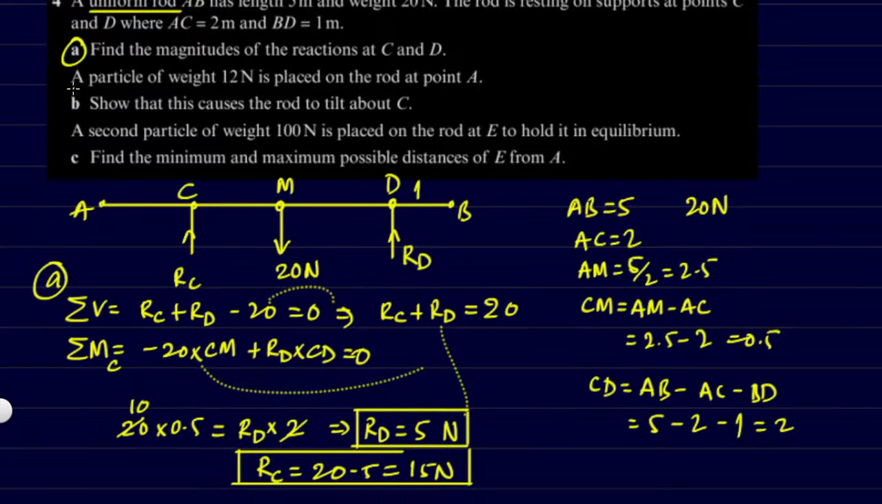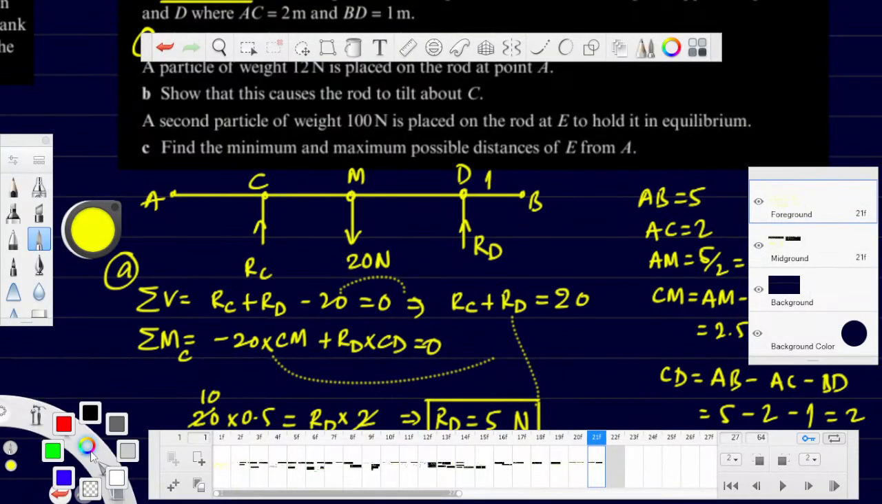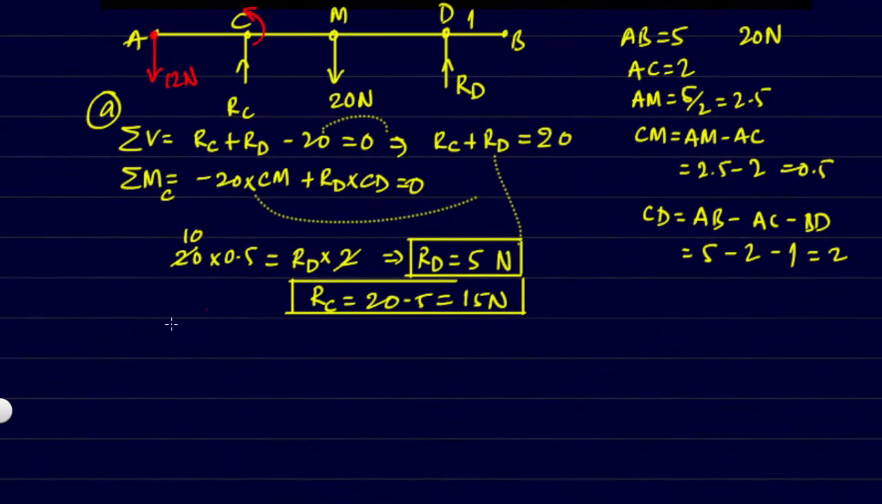Then what is happening? A particle of weight 12 Newton is placed on the rod at A. So let's change the color now. A particle of 12 Newton is placed on the rod at A. So at A we are placing a particle of 12 Newtons. Show that this causes the rod to tilt about C. That means we have to prove that it is tilting about C. Okay. Yes. So B bit.